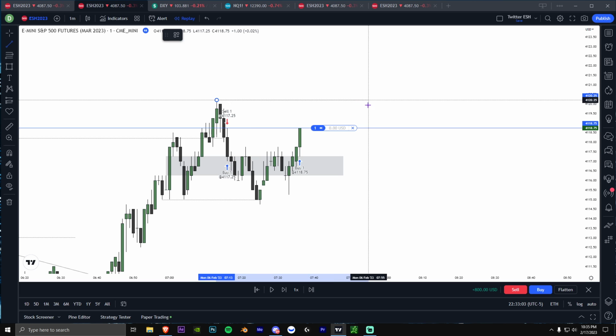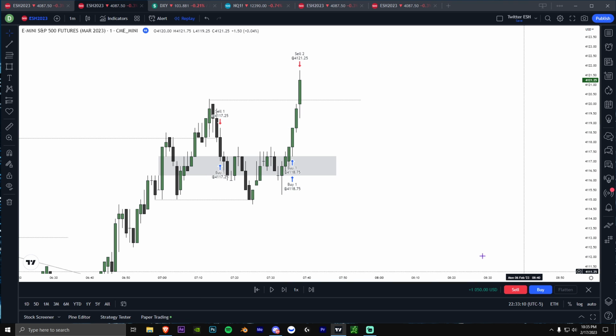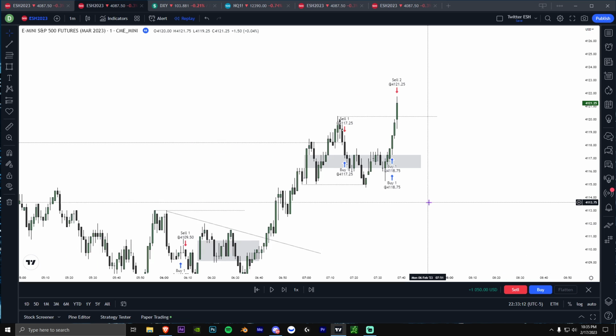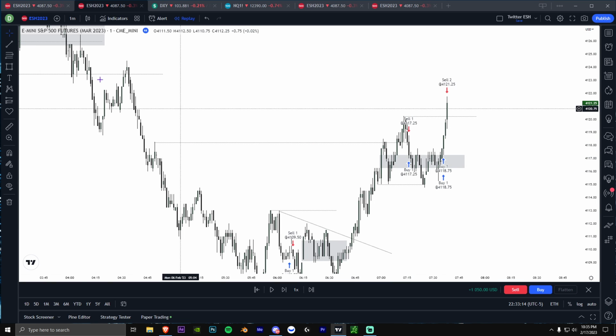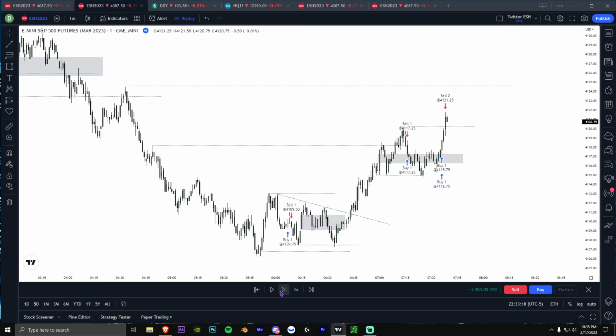And let's say I took two contracts here. My first target would be up here. That's where I would have flattened. Oh, I can't sell both. That's where I would have sold one. Looks like a buy model. My runner would have been up there.